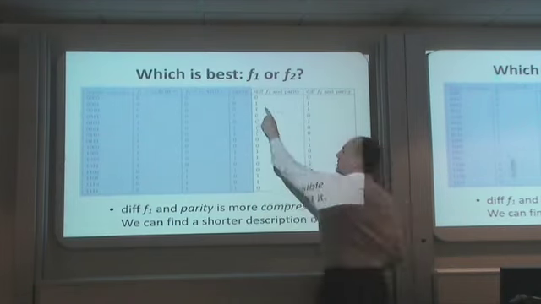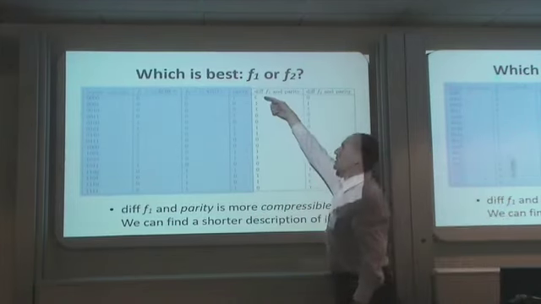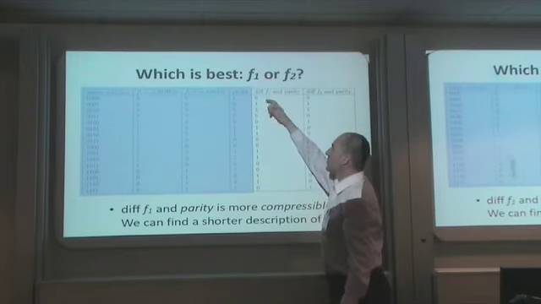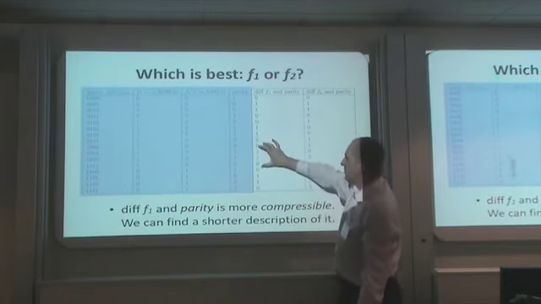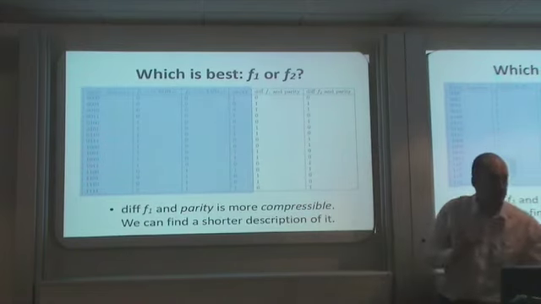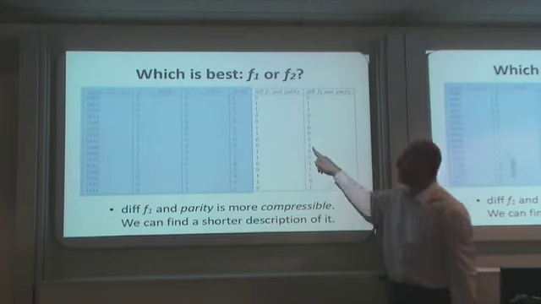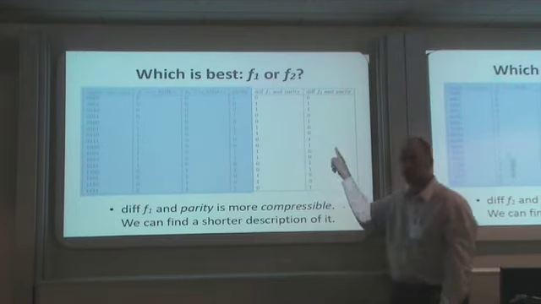If we look at this, we can estimate the Kolmogorov complexity and say, well, look, actually 0, 0, 1, 1, 0, 0, 1, 1, 0, 0, 1, 1, 0, 0, 1, 1, 0. That's highly compressible. This is not as compressible. Therefore, F1 is a better function than F2.